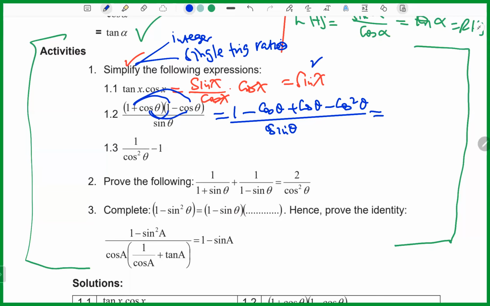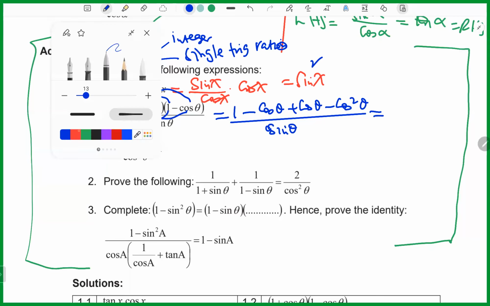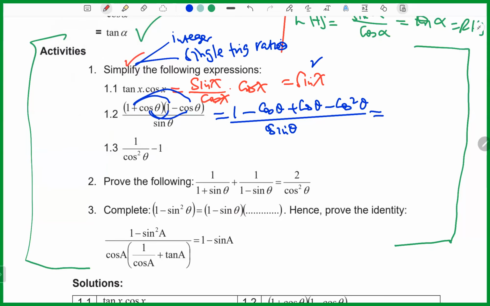I'm happy that you're wide awake and you are very participative, which is wonderful. In the case of this, these two cancel out. And then you have 1 minus cosine squared of theta divided by the sine of theta. But 1 minus cosine squared is what? It is exactly the sine squared of theta, divided by the sine of theta.